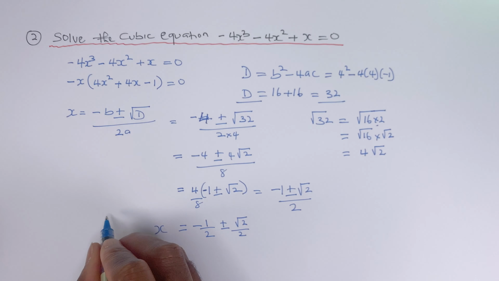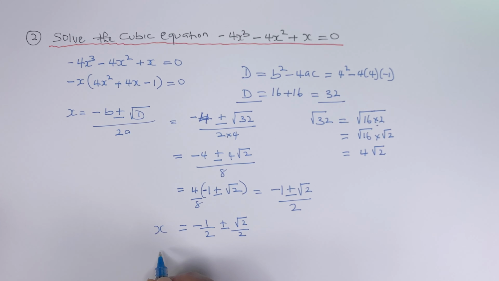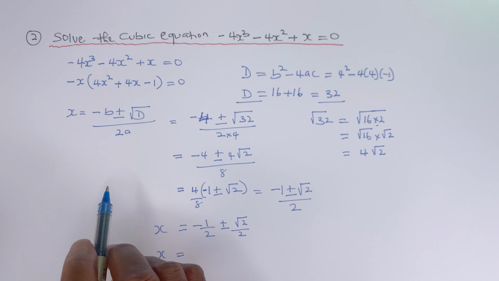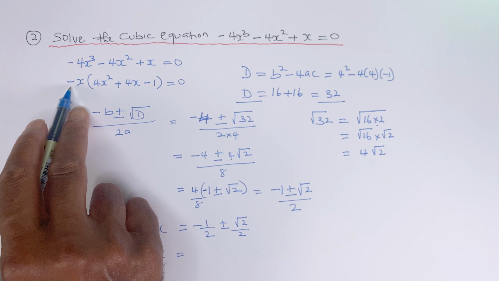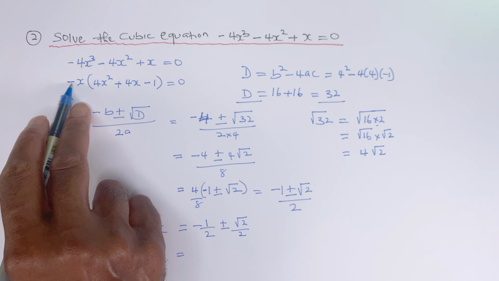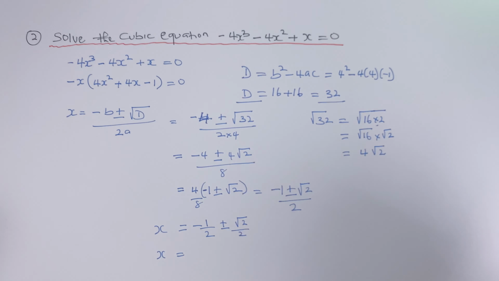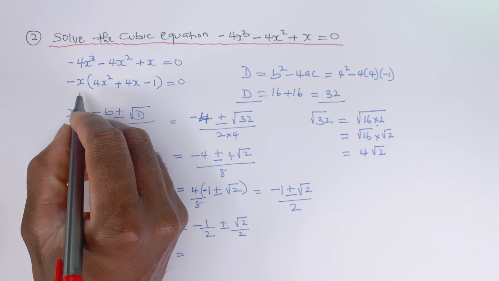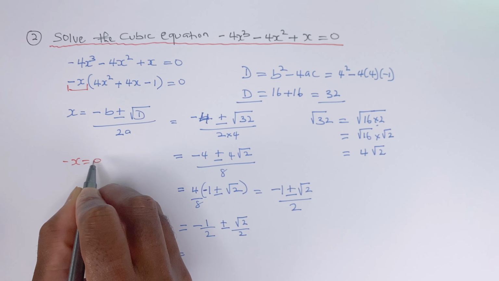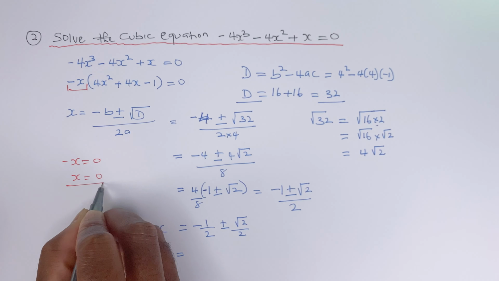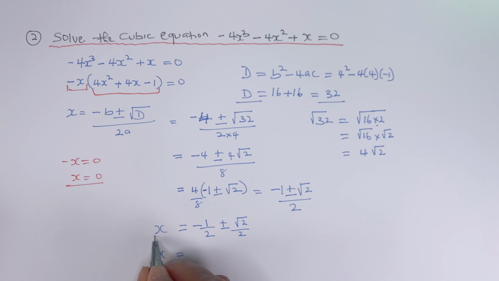Therefore, the solutions are x equals to 0 is the first one, because minus x equals 0. Just let me use this one. So for that one, it's minus x equal to 0, therefore x equals 0. So that's one. And then the second one is this one here, which we found here.